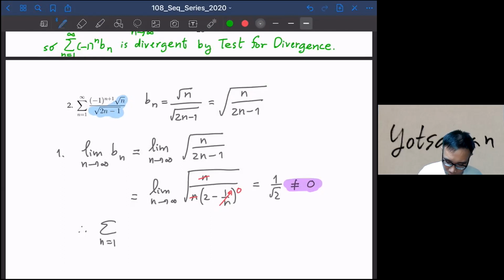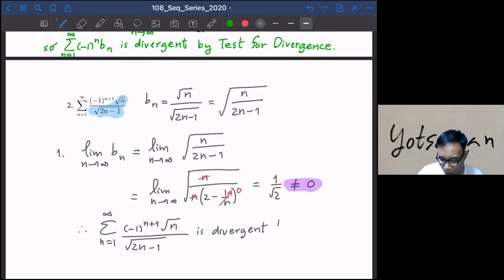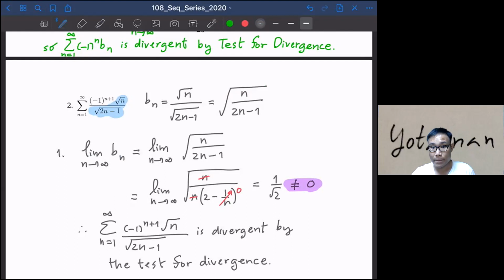So the series n equal to 1 to infinity of (-1)^(n+1) times square root n over square root 2n minus 1 is divergent by the test for divergence. We don't need number 2 because we have the limit not equal to 0. You cannot proceed to number 2.